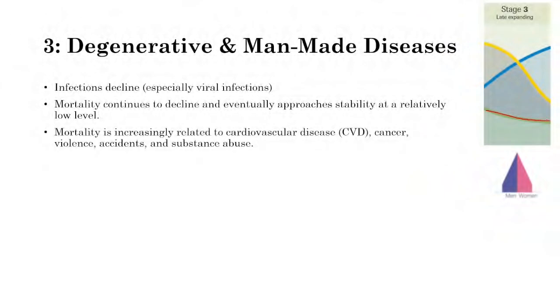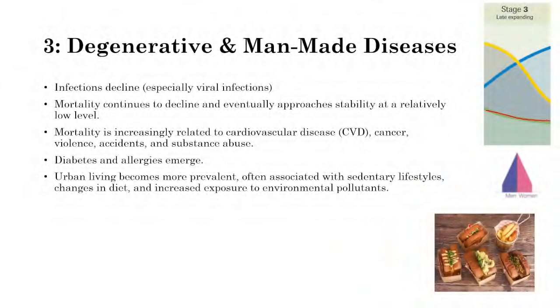Mortality is related more towards cardiovascular disease, which is diseases with your heart, cancer, violence, accidents, as well as substance abuse, whether this be drugs or alcohol. Again, these are more lifestyle diseases or diseases caused by how we live our lives. So diabetes and allergies also emerge. We see urban living becoming more prevalent than ever, which is associated with more sedentary lifestyles. We see changes in diets, as well as increased exposure to environmental pollution.